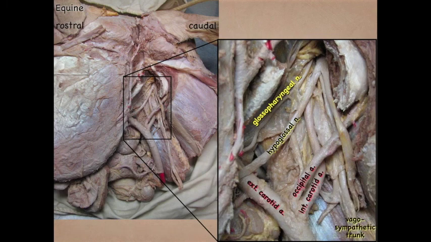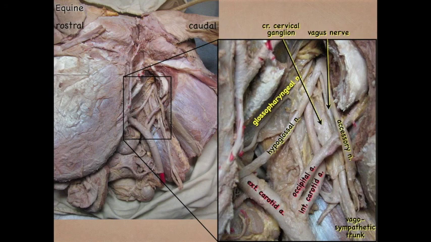There's our vagosympathetic trunk here. And right there's our cranial cervical ganglion. And there's our vagus nerve there. So remember that cranial cervical ganglia is the sympathetic portion coming off the vagosympathetic trunk.